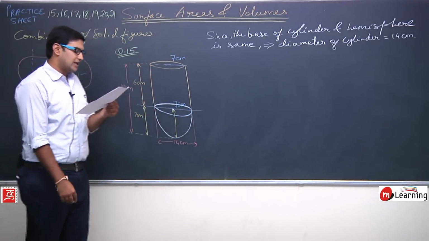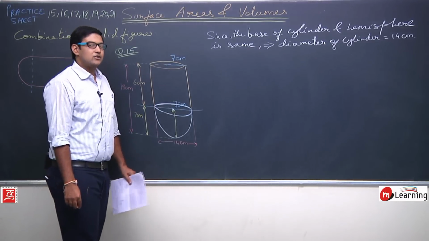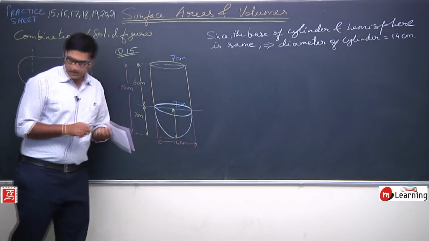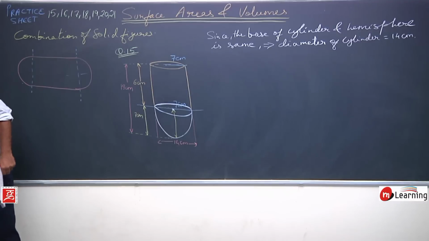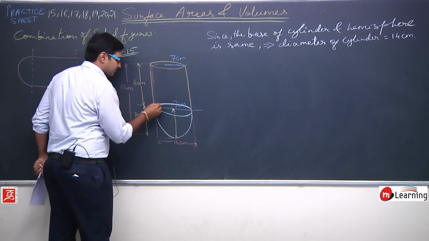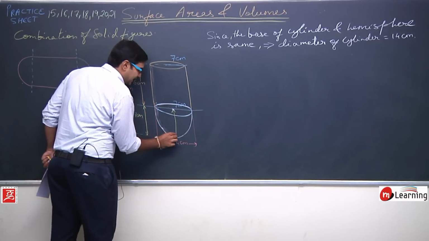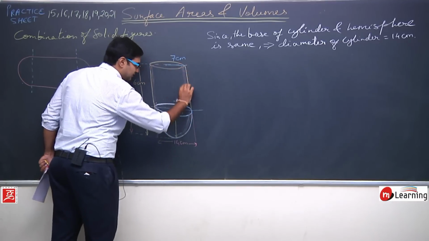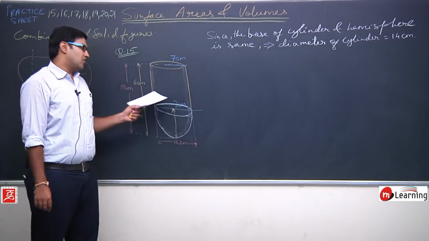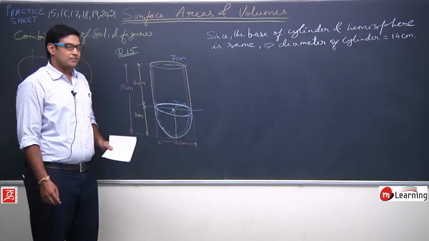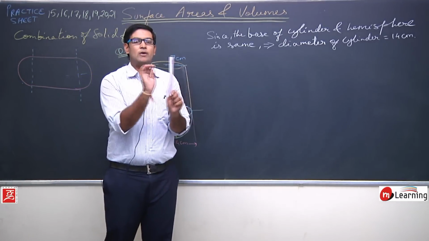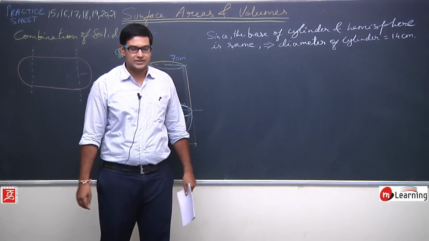Now further it says find the inner surface area of the vessel. We need to determine the inner surface area of the vessel. Now what is the inner surface? The inner surface of this vessel is the surface inside this cylinder and the surface inside this hemisphere. This is the inner surface. In the case of the cylinder, the inner surface is the area of the boundary, the area of the walls.